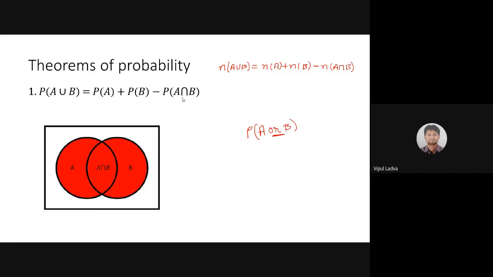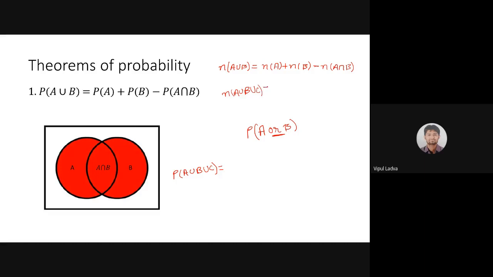Now we can extend this formula for three sets also. What should be the formula if I am dealing with three events? That means if I wish to go for P of A union B union C, I'm dealing with three events at a time, and I need to find the probability of A or B or event C occurring. Then you have already learned this formula, number of A union B union C.